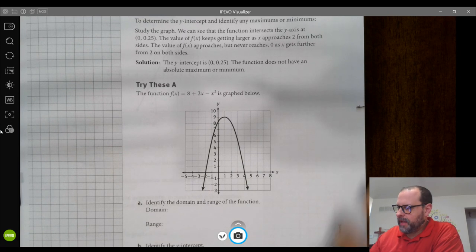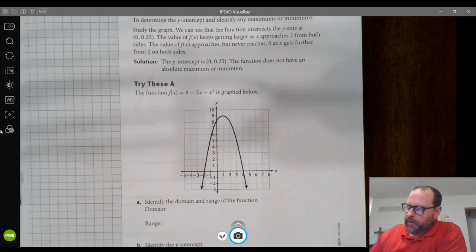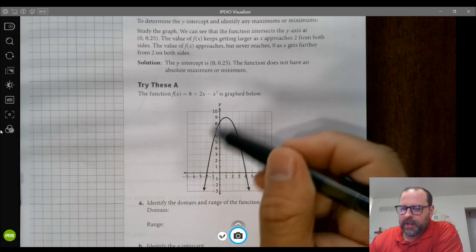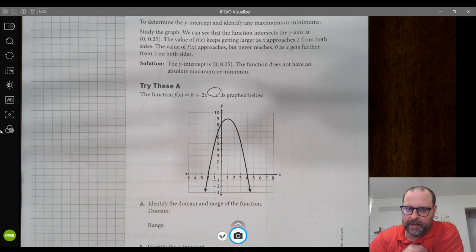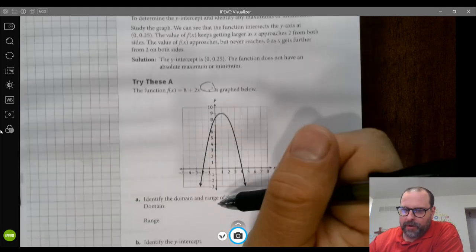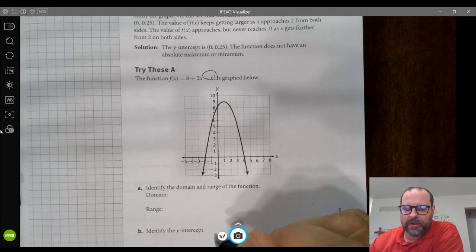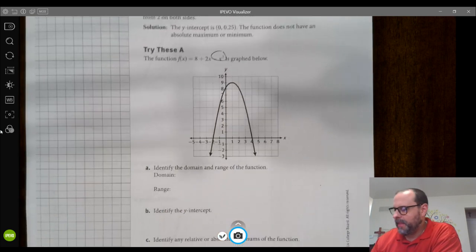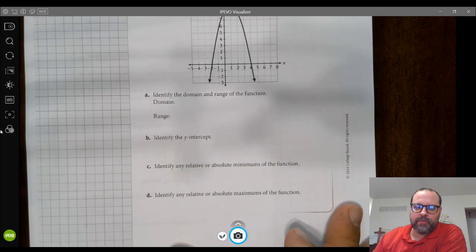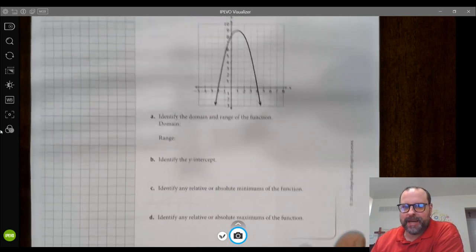When we're looking at this function here, we have a parabola. We're going to deal a lot with parabolas second semester. They're things that have x squared in them, and you don't need to know right now how to graph it. We're going to give you the pictures. We're just going to be focused on the domain, the range, the y-intercept, and then absolute or relative minimums or absolute and relative maximums.